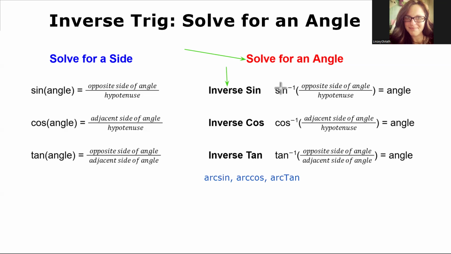And here are the formulas. Inverse sine of the opposite side over the hypotenuse will give you the angle. Inverse cosine of the adjacent side over the hypotenuse will give you the angle. And inverse tangent, opposite over the adjacent side, will give you the angle. Let's try 3 problems.